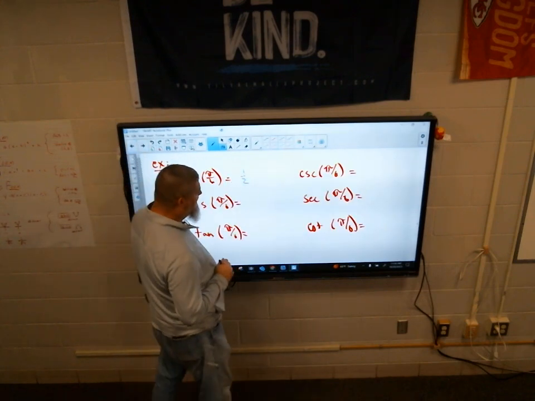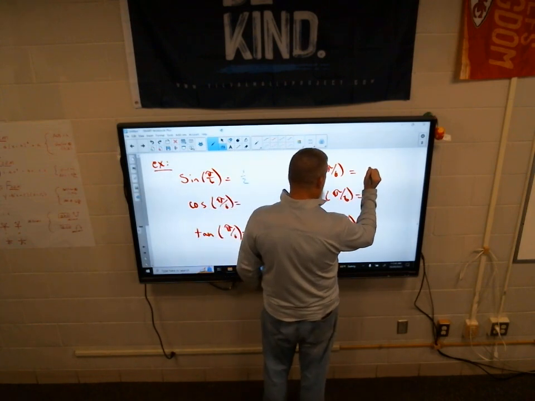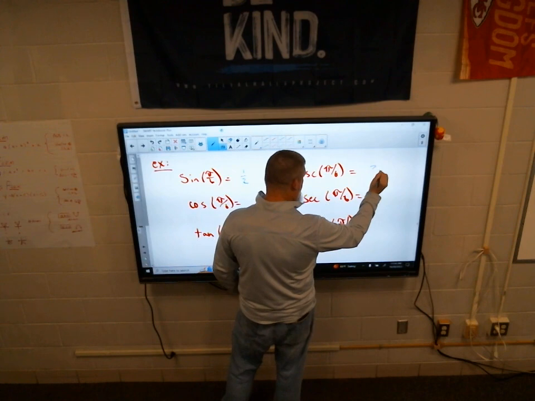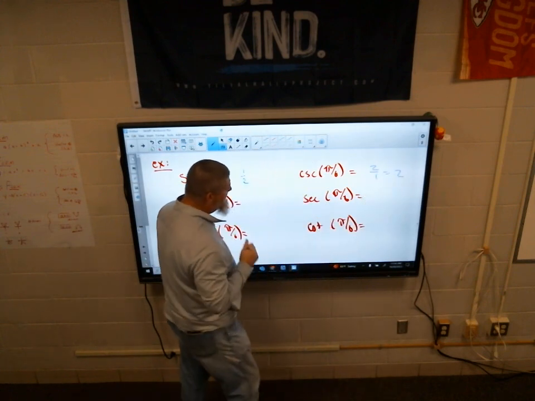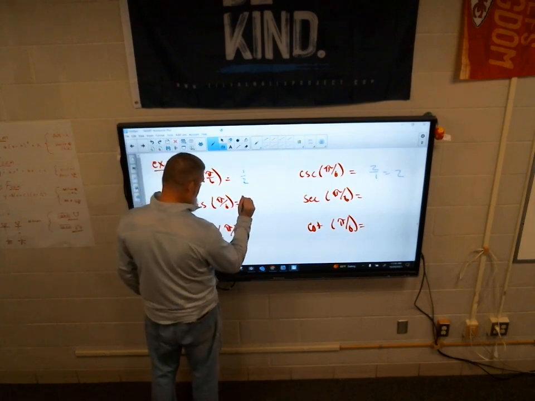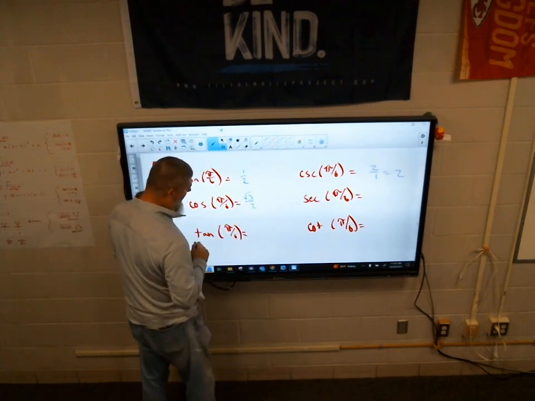Okay? So then what's the cosecant? Radical 3 over 2? Oh, the cosecant. 2 over 1, or you could just say 2. All right, what's the cosine of pi over 6? Radical 3 over 2. All right, what's the secant?